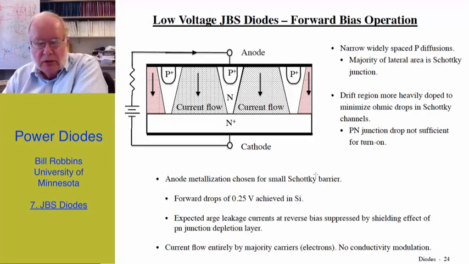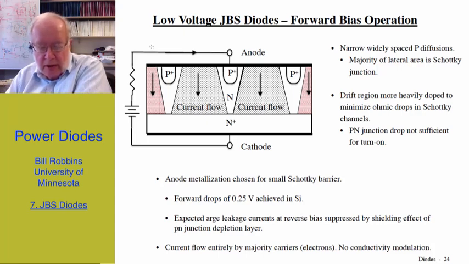First, going to the low voltage JBS diode. In forward bias, we forward bias first the Schottky junction, and in some cases that forward drop can be as low as about 1/4 of a volt, far too small to forward bias the P plus N region. And the expected large leakage currents that would result under reverse bias conditions are shielded by the PN junction depletion region that I've already talked about. The current flow is entirely by majority carriers, and there is no conductivity modulation because we do not have sufficient current to develop a forward voltage of 0.7 of a volt across the P plus N region.